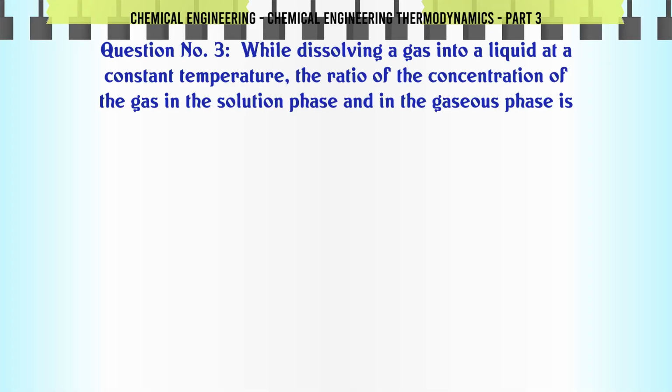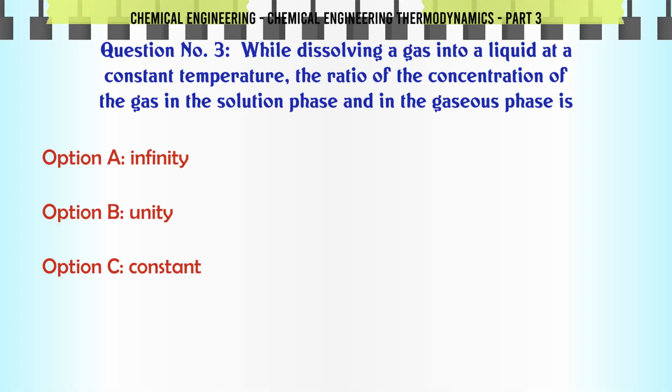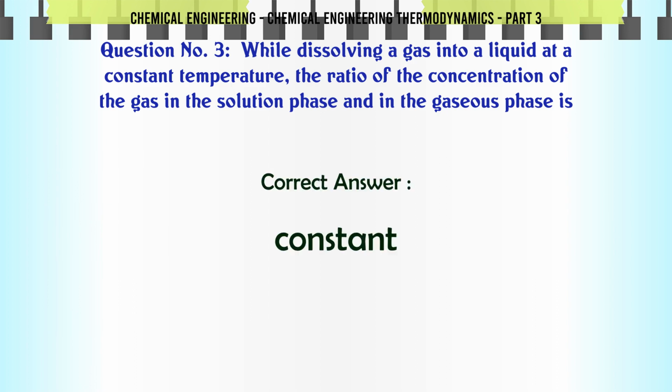While dissolving a gas into a liquid at a constant temperature, the ratio of the concentration of the gas in the solution phase and in the gaseous phase is: A. Infinity. B. Unity. C. Constant. D. Negative. The correct answer is constant.